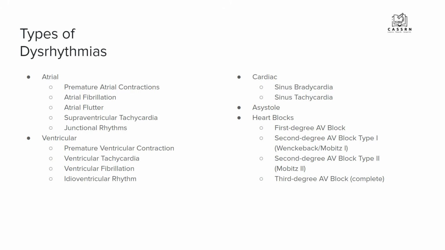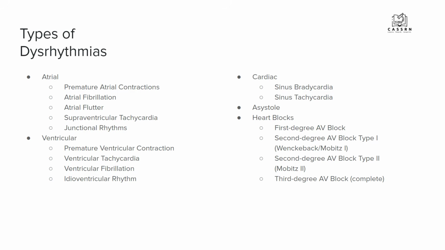Then we've got our other rhythms, which are sinus bradycardia and sinus tachycardia. These are actually the exact same as a normal sinus rhythm, and we'll go over that in a future video. These ones are going to be the exact same, only that bradycardia is going to be slow and tachycardia is going to be fast. We have asystole, which is a complete lack of heart rate, also known as flatlining, and then the heart blocks.